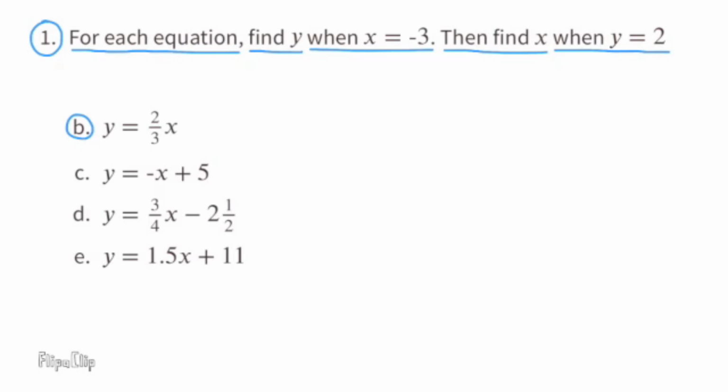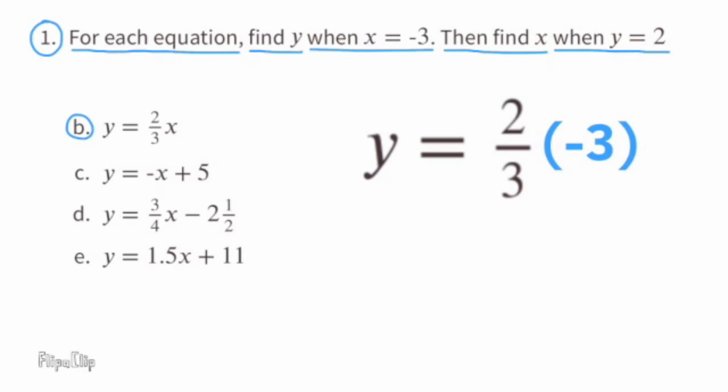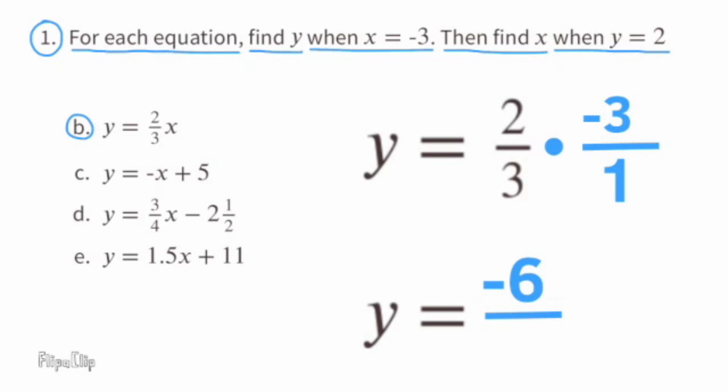B. Y equals 2/3 x. First I need to substitute the x with the negative 3. Now it reads y equals 2/3 times negative 3. 2/3 times negative 3 is the same as 2/3 times negative 3 over 1. 2 times a negative 3 is negative 6, and 3 times 1 is 3. Negative 6 divided by 3 equals negative 2. So y equals negative 2 when x equals negative 3.